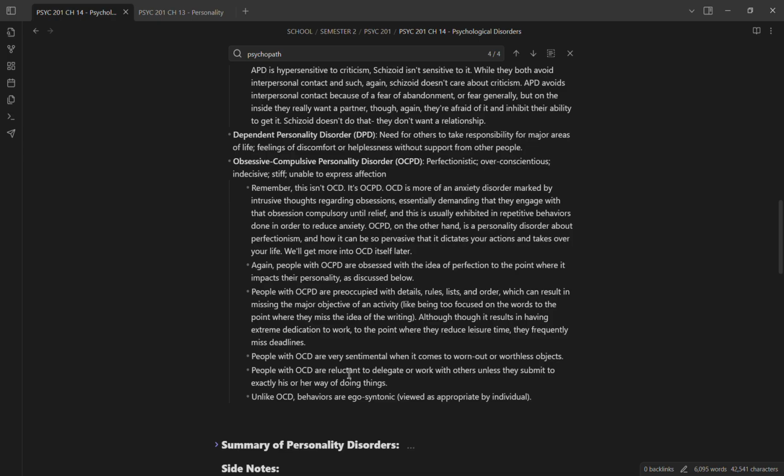People with OCPD are preoccupied with things like rules, lists, and other details, which can result in missing the major objective of an activity. It results in extreme dedication to work. At the same time, they can miss deadlines because of how focused they are on the minutiae, and they'll have pretty much no leisure time as well because of that work commitment.